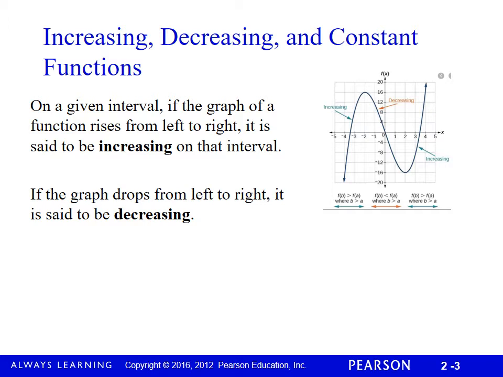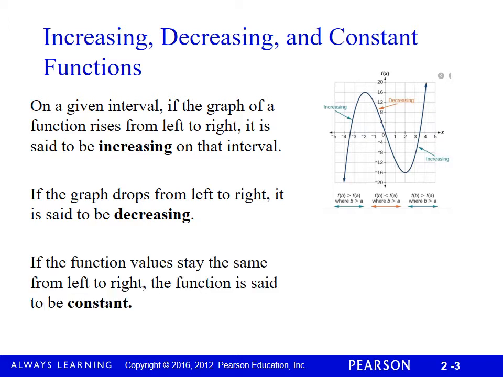So where a graph goes down from left to right, we say that it's decreasing. And then we hit bottom there in this valley. This is a relative minima, and then we start increasing again until the end of the graph. Very intuitive. Functions that go up from left to right are increasing. Where they go down from left to right, they're decreasing. And it's a pretty intuitive concept.